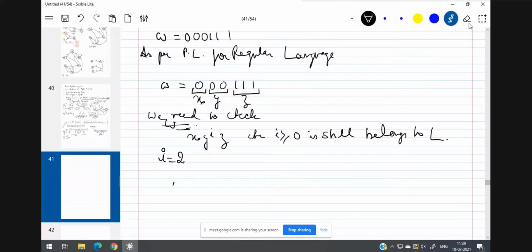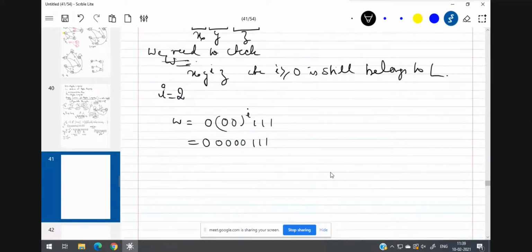Let me write W is equal to 0, 0, 0 to the power i, 1, 1, 1. Then the i value I have considered as 2. So let me write 1, 2, 1, 2, 1, 2, 3. After this, this is equivalent to 0, 1, 2, 3, 4, 5, 1, 3. Whether this still belongs to L? No.